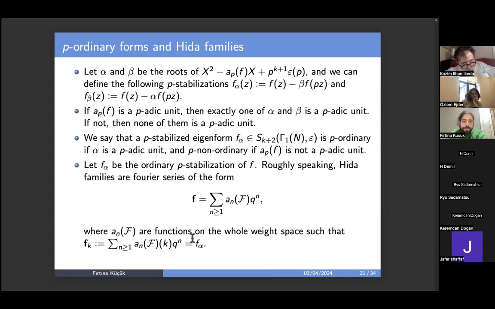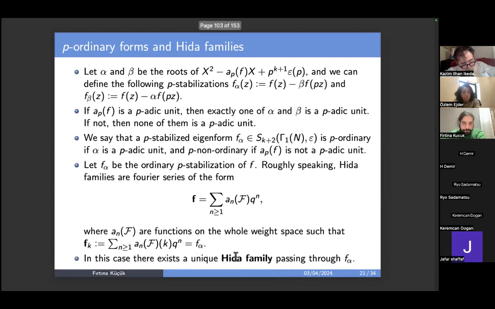If we start from an f alpha, a Hida family passing through f alpha will be a Fourier series like this, such that when we specialize at k, we get f alpha. And in this case, there exists a unique Hida family passing through f alpha.